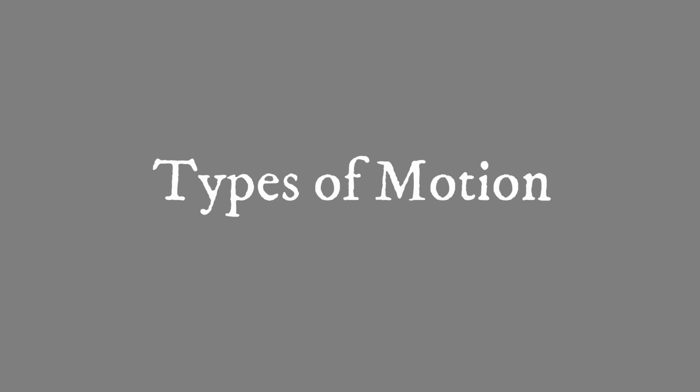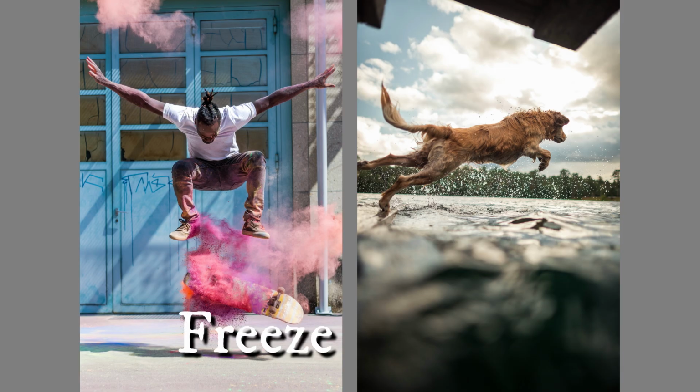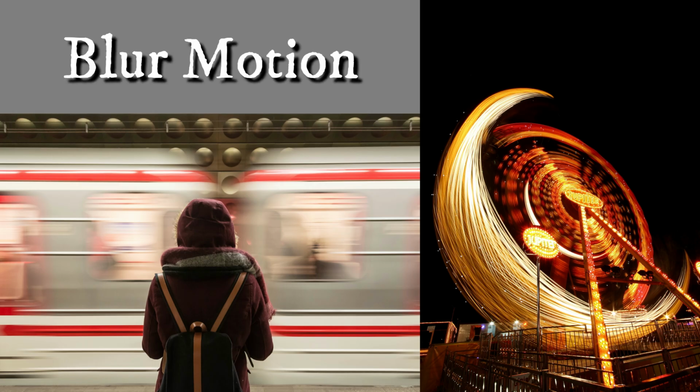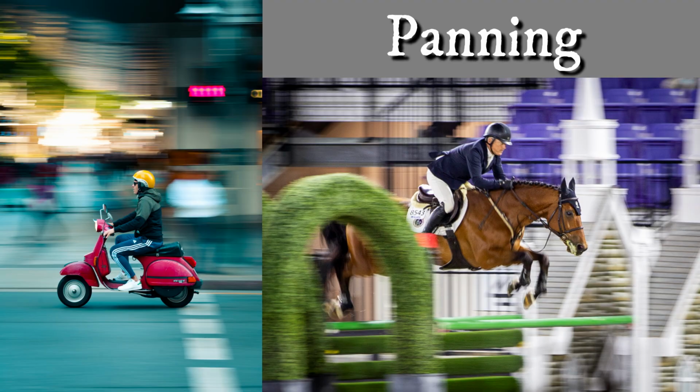Now let's review the different types of motion. Freeze motion is when everything in the photo is frozen, looking perfectly still. Blur motion is when the object in motion is blurred. And panning is when the background is blurred but the object in motion is frozen.